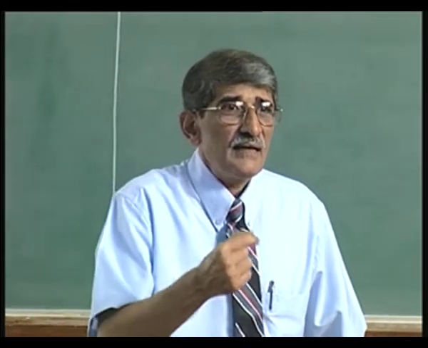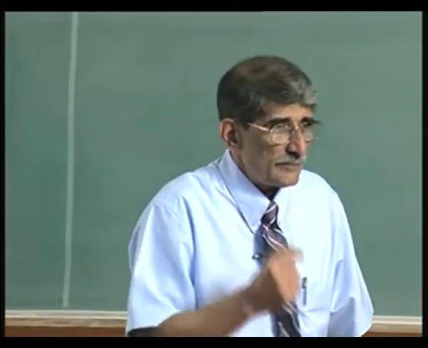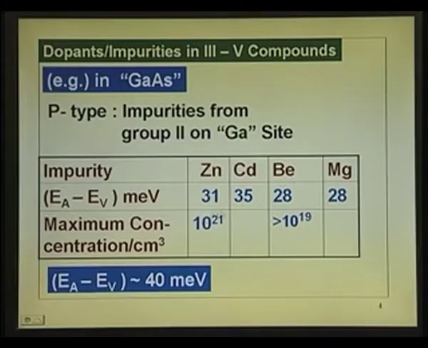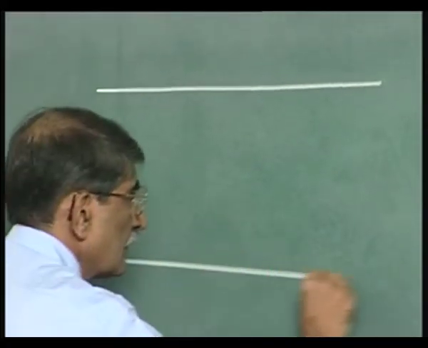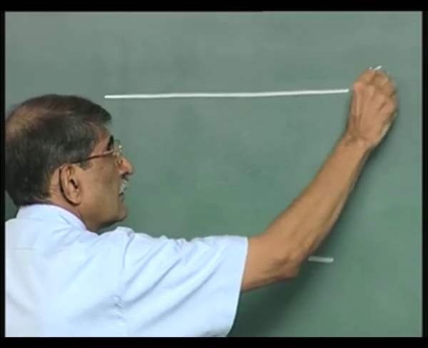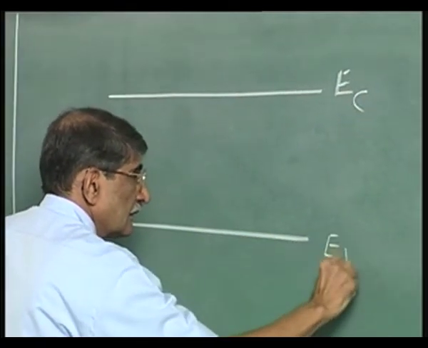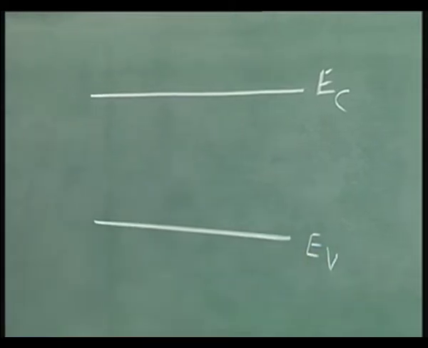Now, it can be easily ionized if it is close to the valence band. Now, this is about 31 millielectron volts. Gallium arsenide band gap is 1.43 electron volts. Out of that, 31 millielectron volts, very small, very close to the valence band. That is why E A is the acceptor level, E V is the valence band, just for clarifying what I am implying, E C, E V, that is the band gap.